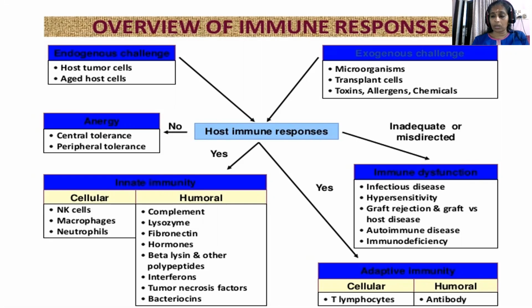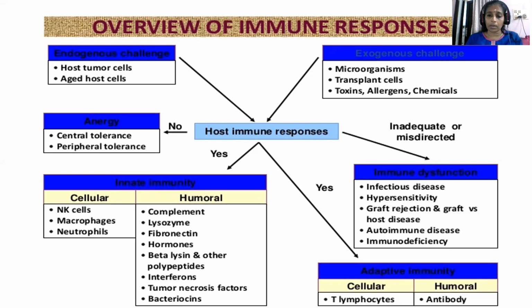What are the exogenous challenges faced by the immune system? They are microorganisms, transplant cells, toxins, allergens, chemicals, etc., which come from external to our body. Whereas the endogenous challenges which our immune system faces are host tumor cells and aged host cells. These are the antigens or foreign substances present in our body, which the immune system considers as foreign.